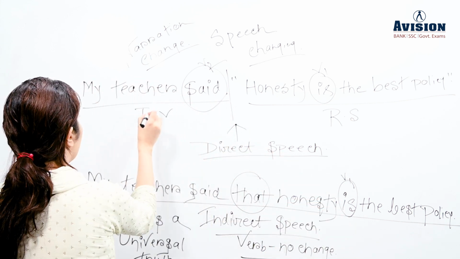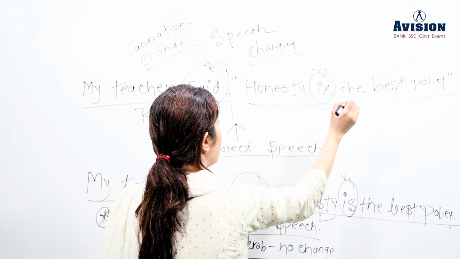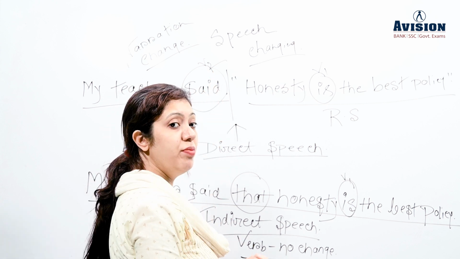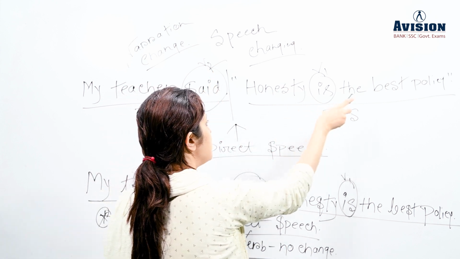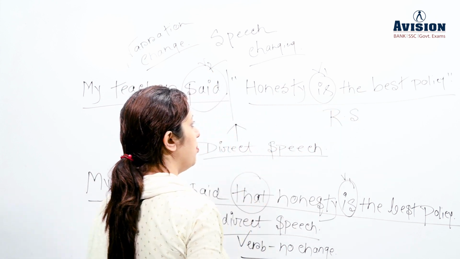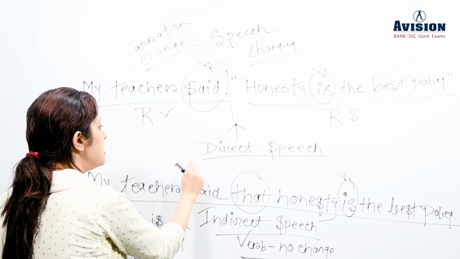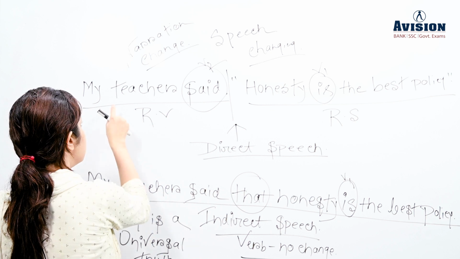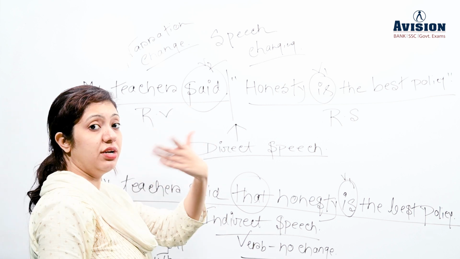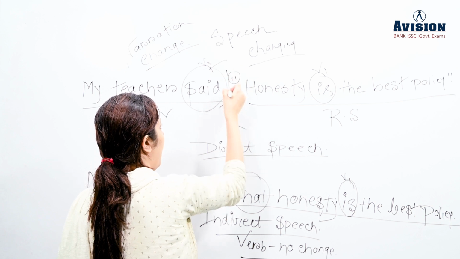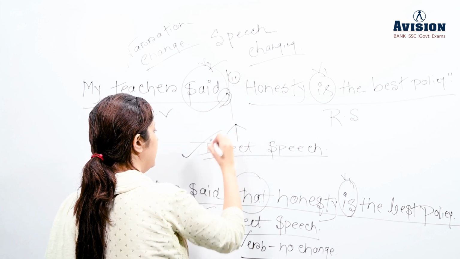Like, my teacher said, "Honesty is the best policy." আমার teacher বলেছিল, said is V2. V2 means past tense. Honesty is the best policy. Honesty হচ্ছে সবথেকে best policy. We should maintain honesty. আমাদেরকে honesty maintain করা উচিত. So this is direct speech. Why? Because the teacher is saying. Teacher নিজে কথাটা বলছে. Okay, so age of comma and inverted comma, this is direct speech.